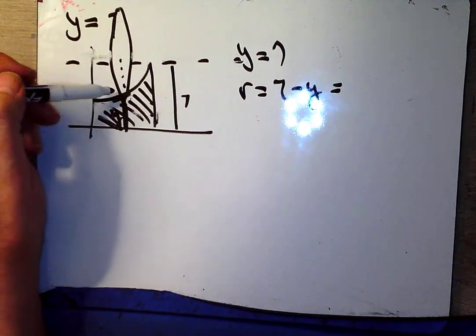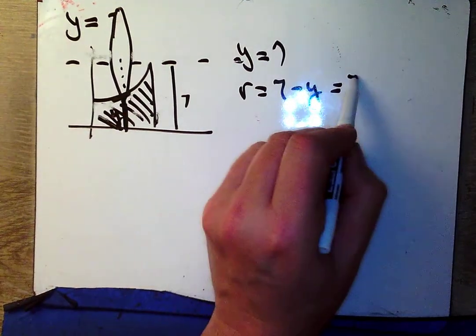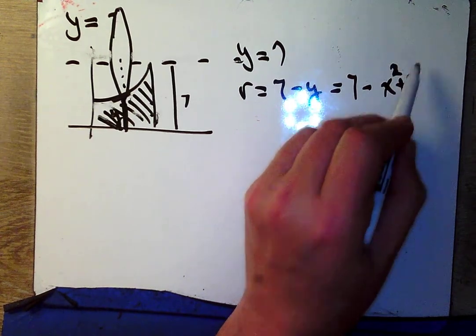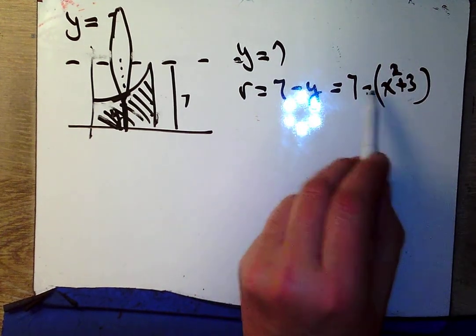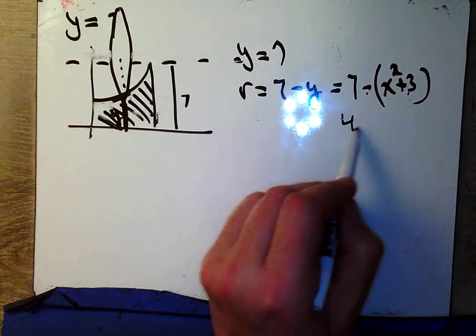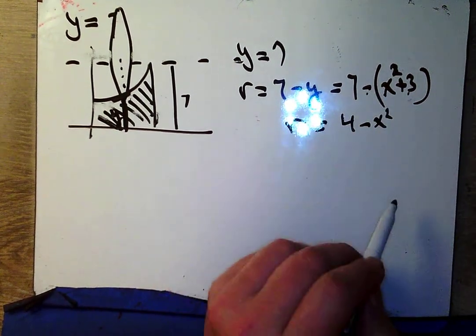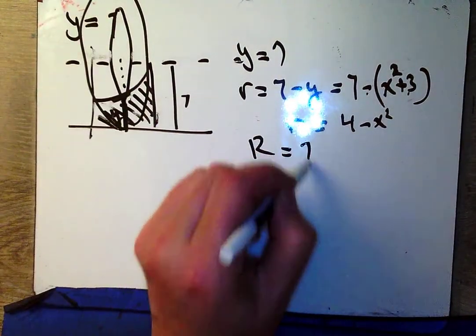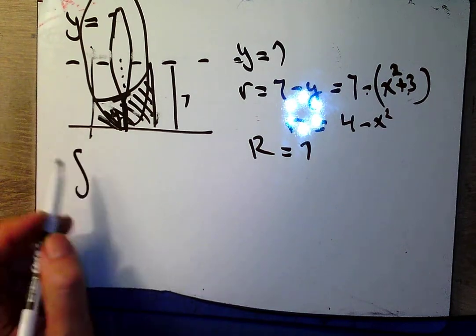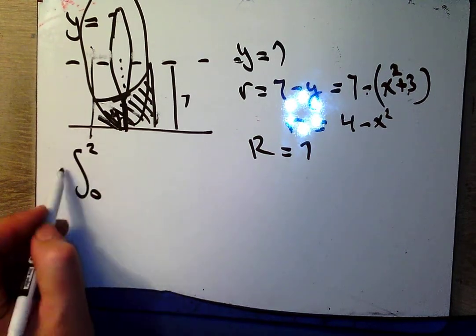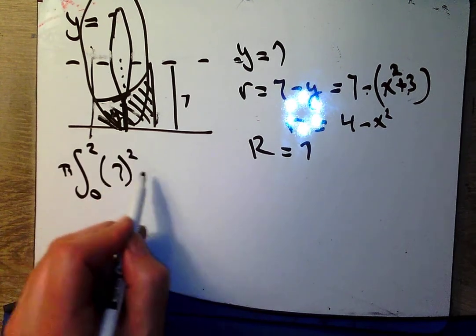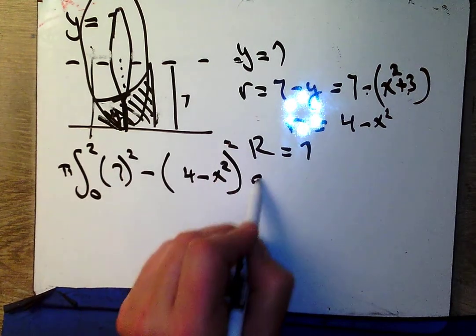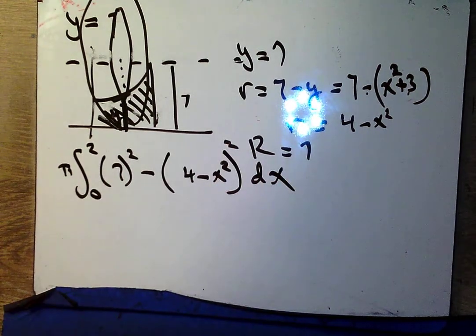Since this is going to be a dx washer, I'm going to have 7 minus x to the third, x squared plus 3. Okay, 8, watch out. So it's going to be 4 minus x squared for little r. And big R, well, big R is a constant. Big R is 7. So we're going to have the integral from 0 to 2 of pi times big R squared minus little r squared dx. Okay?